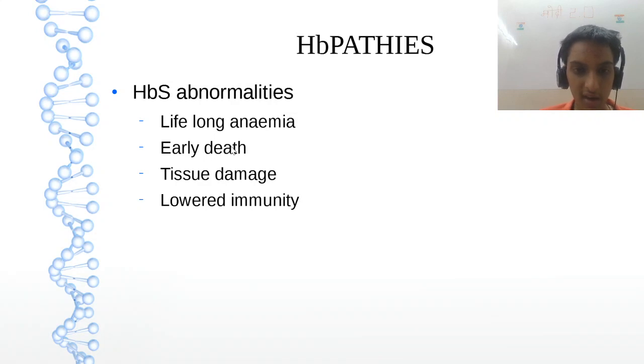Okay. Right. Let's see the abnormalities with HBS. Lifelong anemia, early death, tissue damage and lowered immunity. Same happens in HIV and AIDS. Even you might have observed that in HIV and AIDS also the immunity is significantly lowered. There, their B cells, T cells, cytotoxic cells, those functions will be impaired. Here it is regarding HBS.